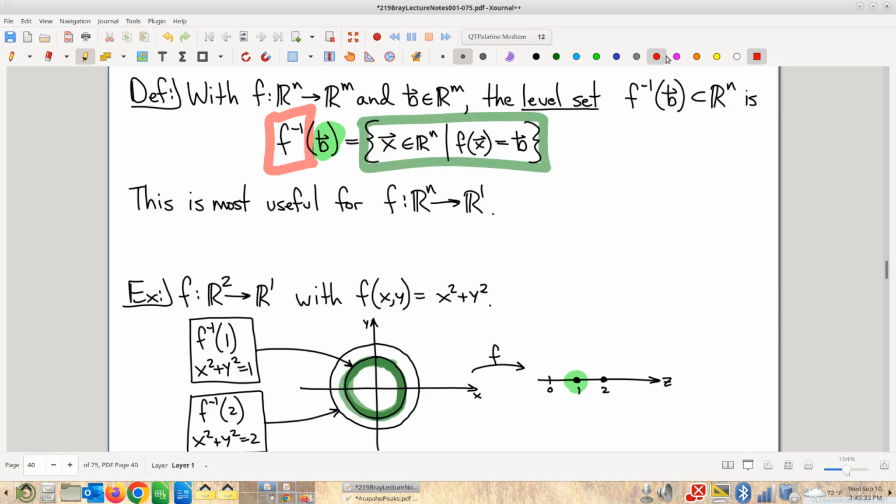So the process of constructing a level set kind of goes backwards. We start with an output. The resulting level set is in the domain. So sort of backwards from what the function's doing. Again, it's a little bit of an abuse, and it's not an invertible function, and that is not the inverse function, but it conjures this image of it kind of going backwards from the direction of the function. Okay.